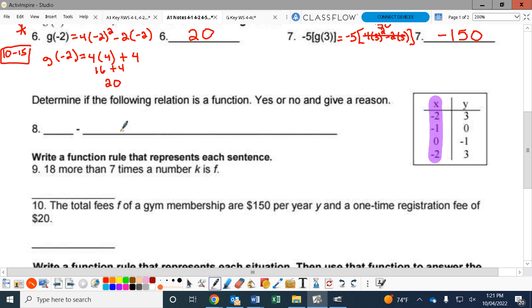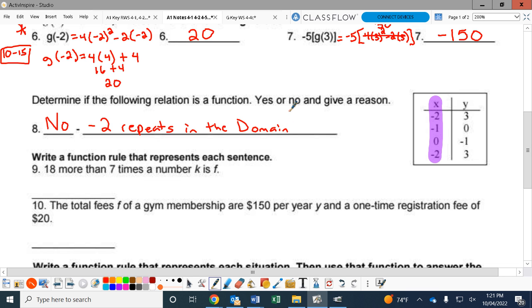Okay, guys, here we go. So, from here, it's going to be yes or no? No. Why? There you go. Exactly like that. -2 repeats in the domain.